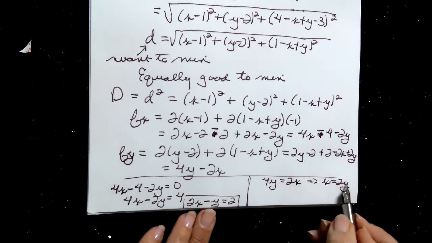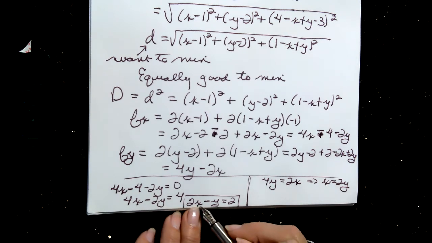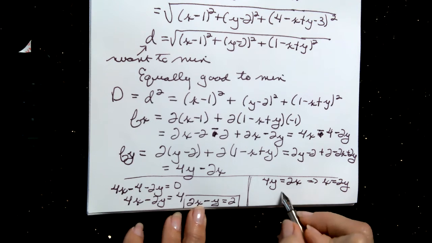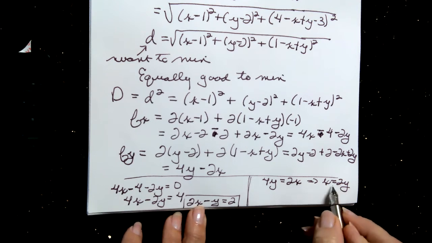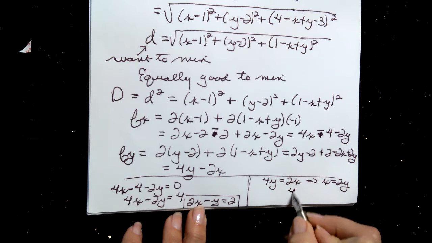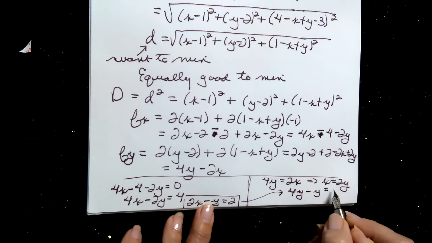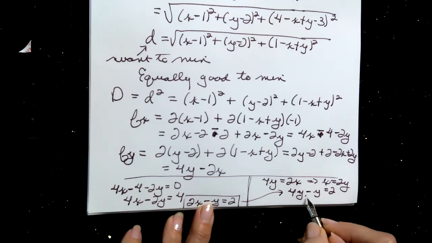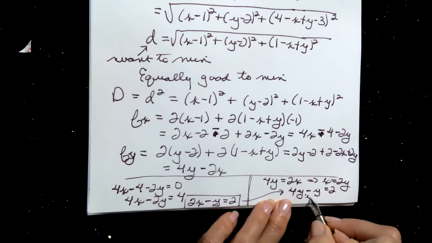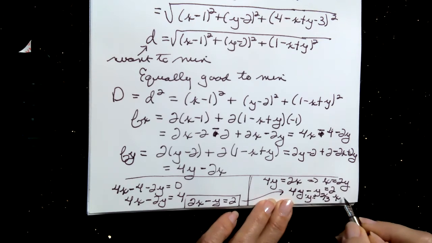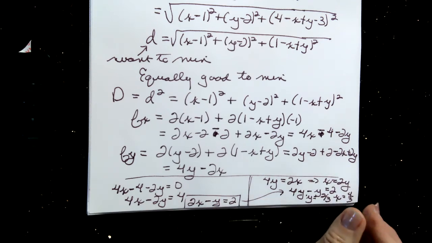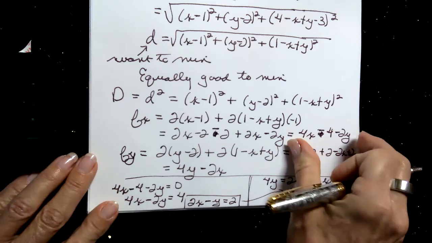Okay, and so now if we plug that into here, x is equal to 2y. So this becomes 4 times 2y, so that becomes an 8y. So using this one, 4y minus y equals 2. So that says 3y equals 2, or y is 2/3. And so x is 4/3. Okay. All right. So now we have our critical point.